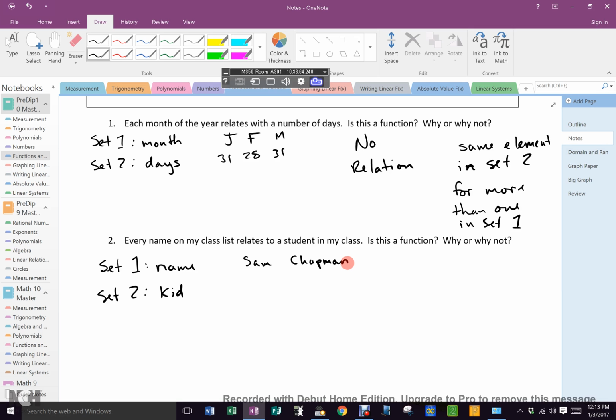So if we went by first name only, it's likely a relation. Likely. There's a decent chance there's going to be more than one kid with the same name in the class. Right? If we go by last name, in our school, it's almost always a relation. Right? Is it a relation in this class? Do we have anybody who share last names in here? I can't remember. Yeah. So right away we got a function, right? But if we go by both names, it's most likely a function.